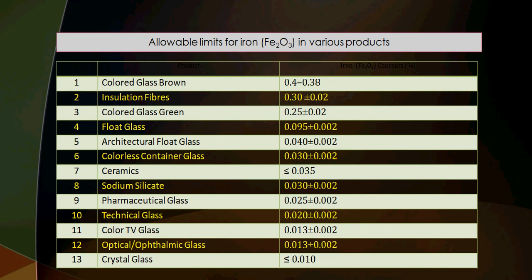Float glass needs 0.095% iron oxide plus minus 0.002%. Architectural float glass for high-rise buildings, the maximum allowable limit of iron oxide is 0.040 and so on. The best quality crystal glass, in the best quality crystal glass, the iron content should be almost negligible, less than 100 ppm or less than 0.010%.